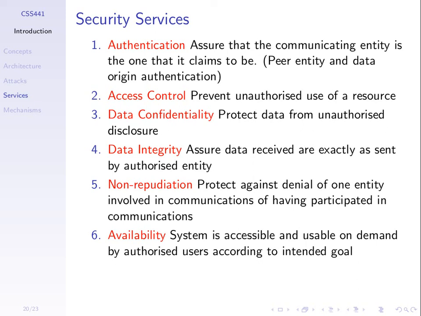Authentication: make sure that the entities communicating are as they say they are. So this is about the masquerade attack. When you receive a message, make sure that message came from Bob, it didn't come from someone pretending to be Bob. So authentication is the service to prevent such attacks.